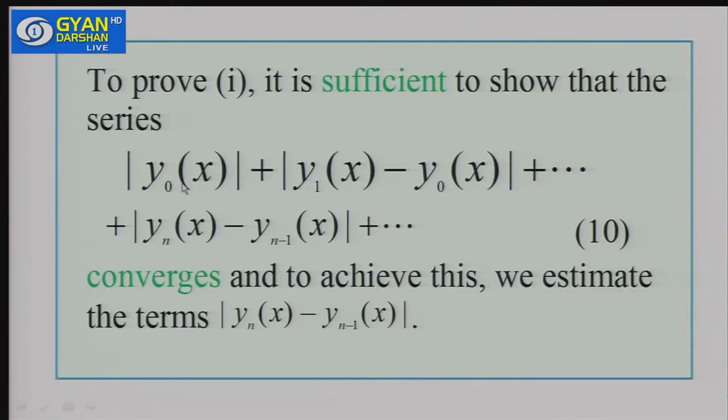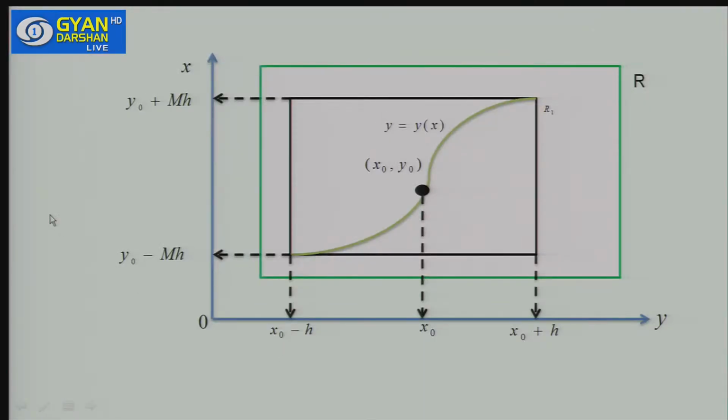So if you see, this is your series of partial sums, this is your series. It is sufficient to show that this series is convergent, and to achieve this we estimate these terms. As we have already told you, we are going to use the M-test. So we are going to estimate each term by a constant. This is the bigger picture after this modification.